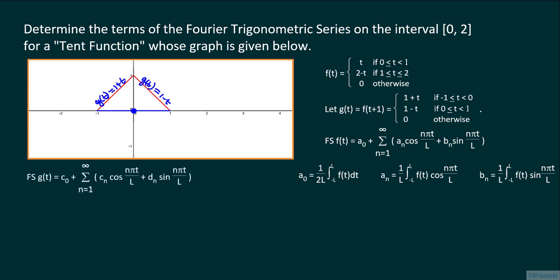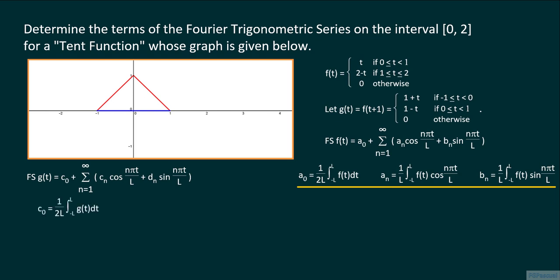Let the Fourier series of g of t be equal to c sub 0 plus the sum from n equals 1 to infinity of c sub n times cosine n pi t over L plus d sub n times sine n pi t over L. Because the center of the interval of definition of the function g is now t equals 0, we can use these integral formulas to calculate the coefficients c sub 0, c sub n, and d sub n. We just have to replace f by g.